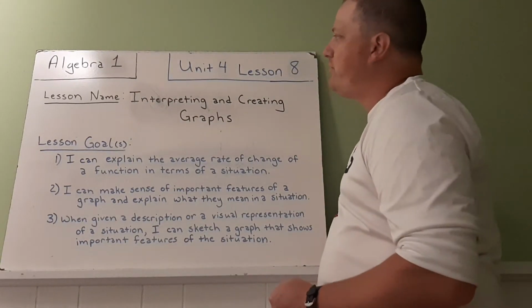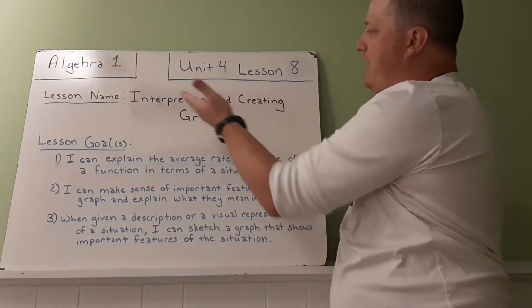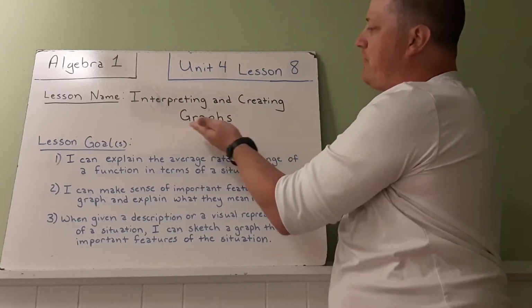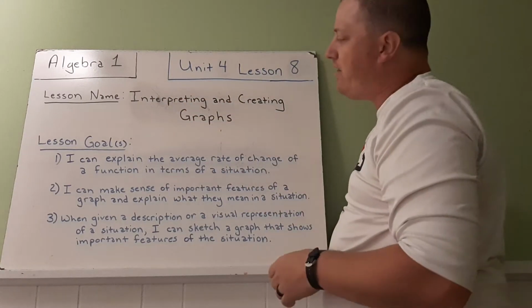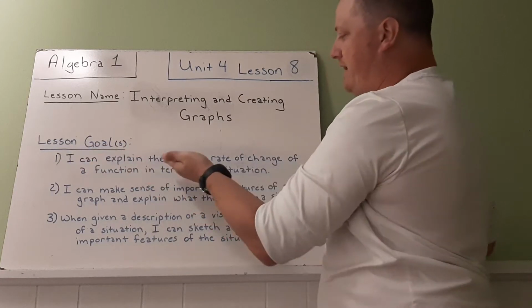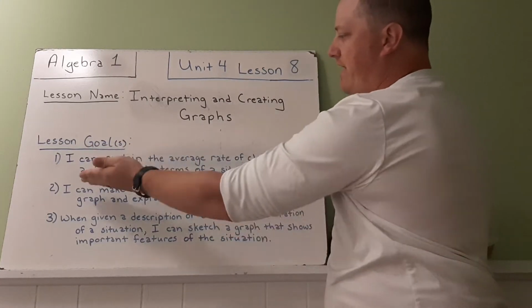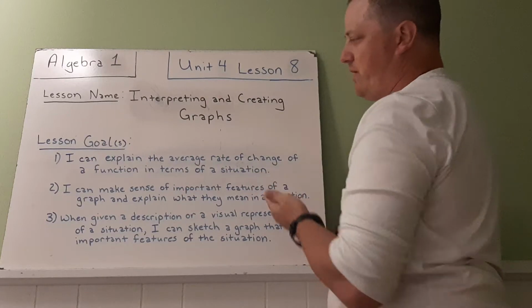All right, algebra students, let's look at Unit 4, Lesson 8, Interpreting and Creating Graphs. So we have three goals here. I can explain the average rate of change of a function in terms of a situation.